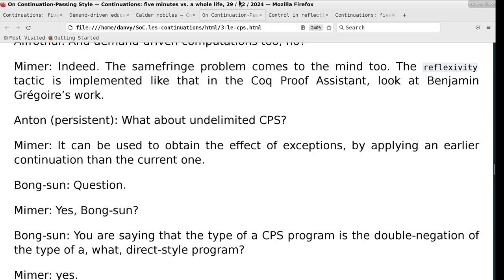What about undelimited CPS? It can be used to obtain the effect of exceptions by applying an earlier continuation than the current one.